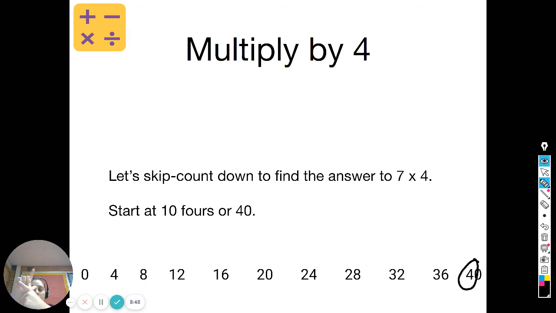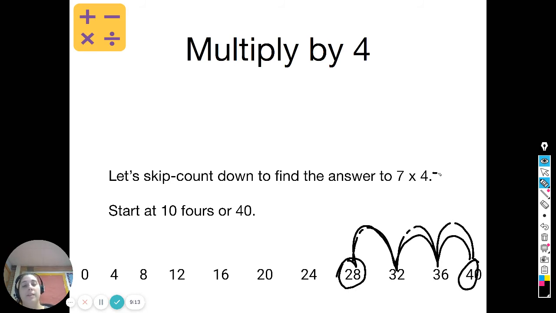1, 2, 3. Which means we need to count backwards 3 times, okay? So we're going to start at 40 and we're going to count backwards 3 times to get the answer to 7 times 4. Ready? 40, 36, 32, 28. 7 times 4 equals 28.